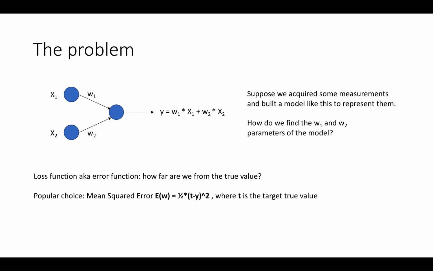To do that, we first have to define the so-called loss function or the error function, which will estimate how far we are from the true value that we want the model to estimate. Well, the popular choice here is the mean squared error, which is defined as usual. T is the target true value. Let's take this one and see what we can do with it.